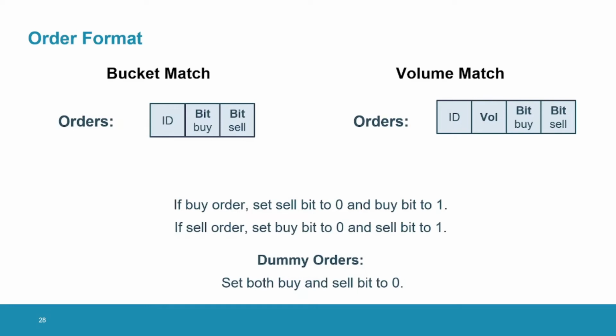For the volume match, we again have a buy bit and a sell bit, which tells us the direction of the order, but now we also have some information about the volume. Now, as I mentioned before, we need this volume to be below a certain bound, and in order to enforce this, we'll require this volume to be written as a sequence of bits. So in fact, this information about the volume will not consist of a single value, but actually a sequence of values, and each of them will be a bit. So notice that both order types have basically a sequence of bits, except for the ID part.